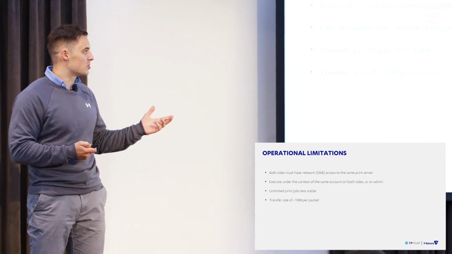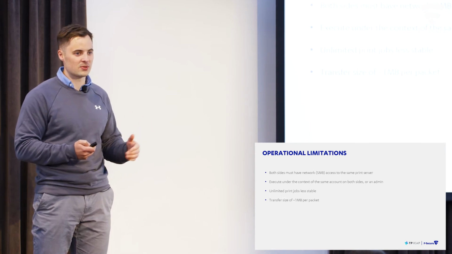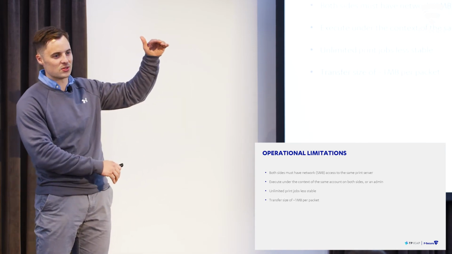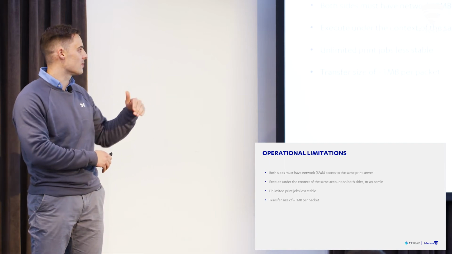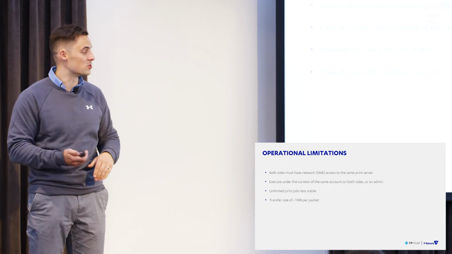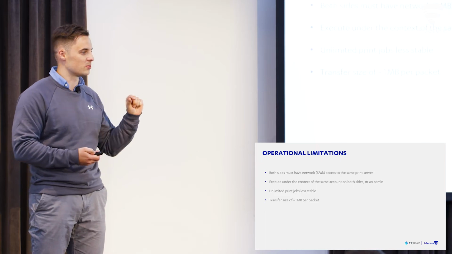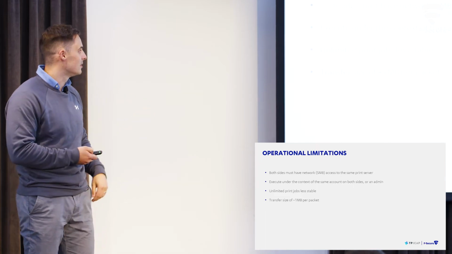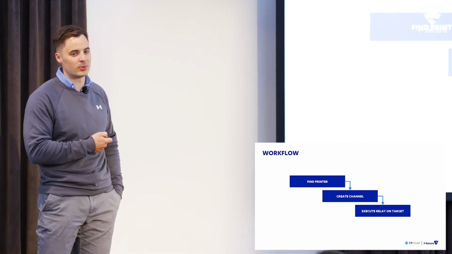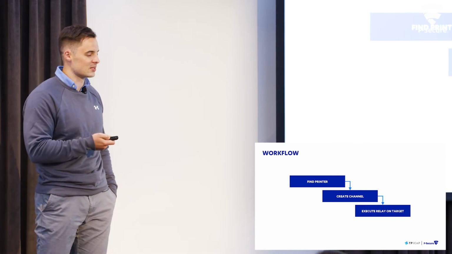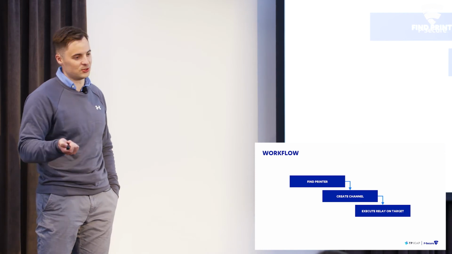You'll also see that I wrote the channel to support unlimited print jobs, right? So you could end up with like hundreds of them. Operationally, it's been not as stable for us, so I would recommend just limiting it to 1 print job. Because you can have 1 meg in each print job, it's still fine, fast enough. Much simplified workflow when compared to the VMware one. You just find a printer, create a channel, job done.